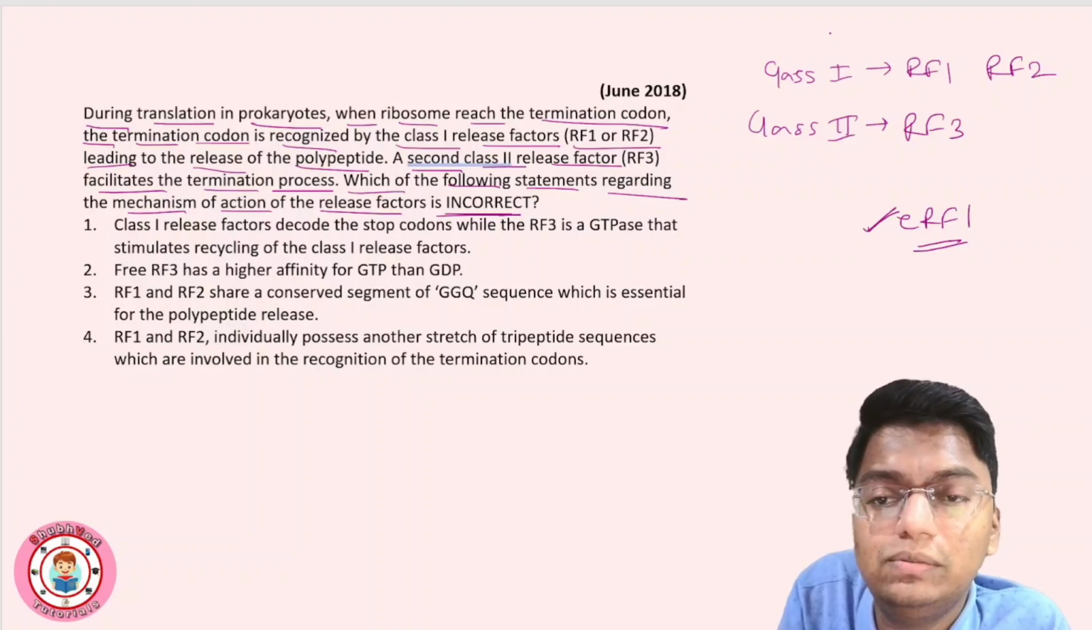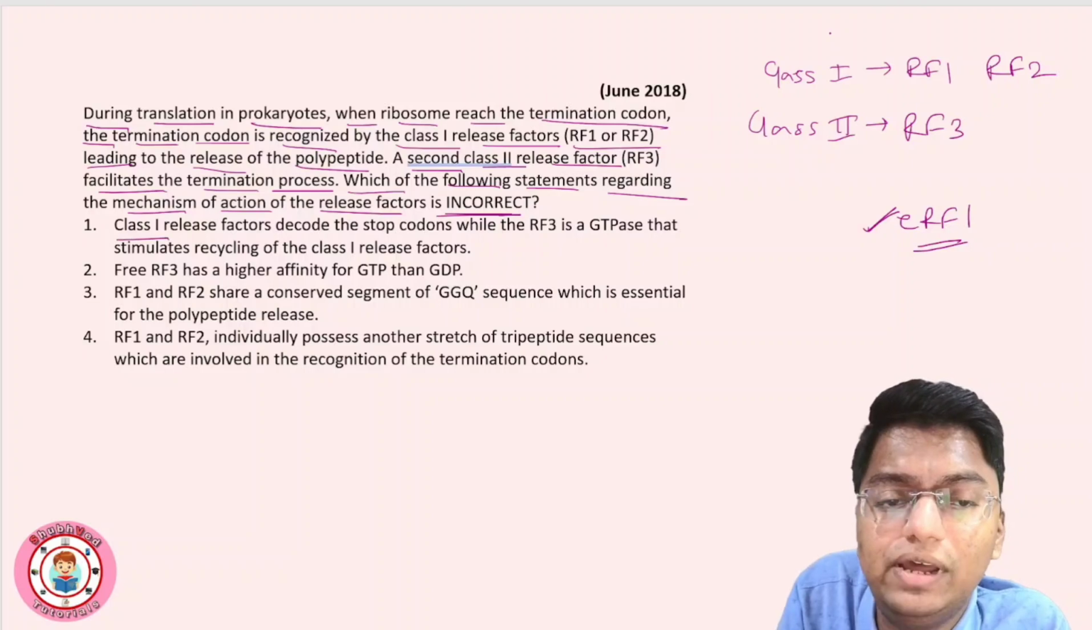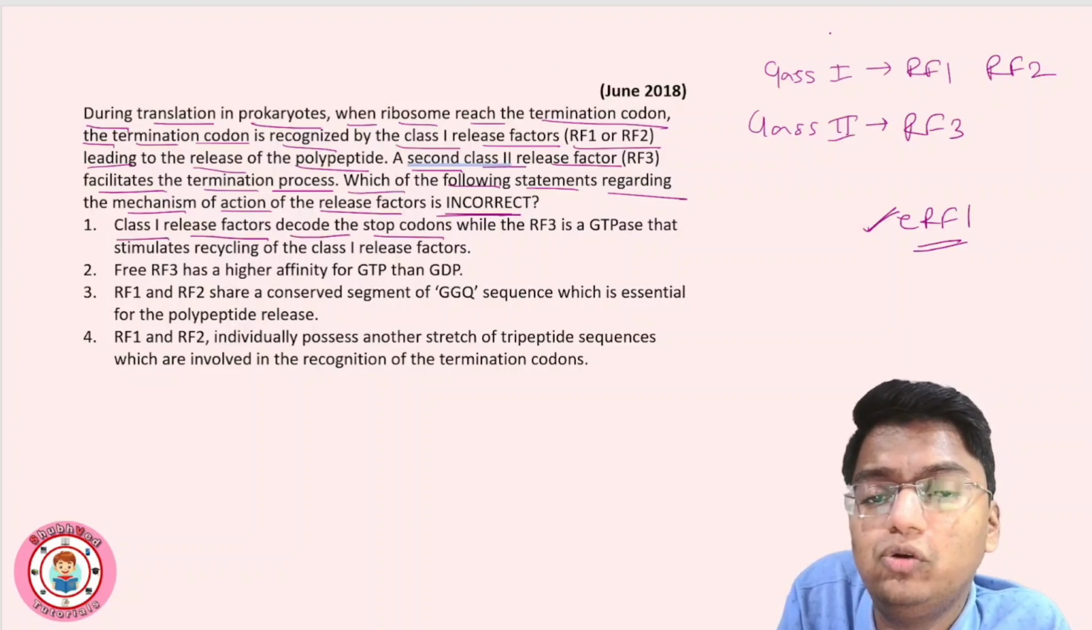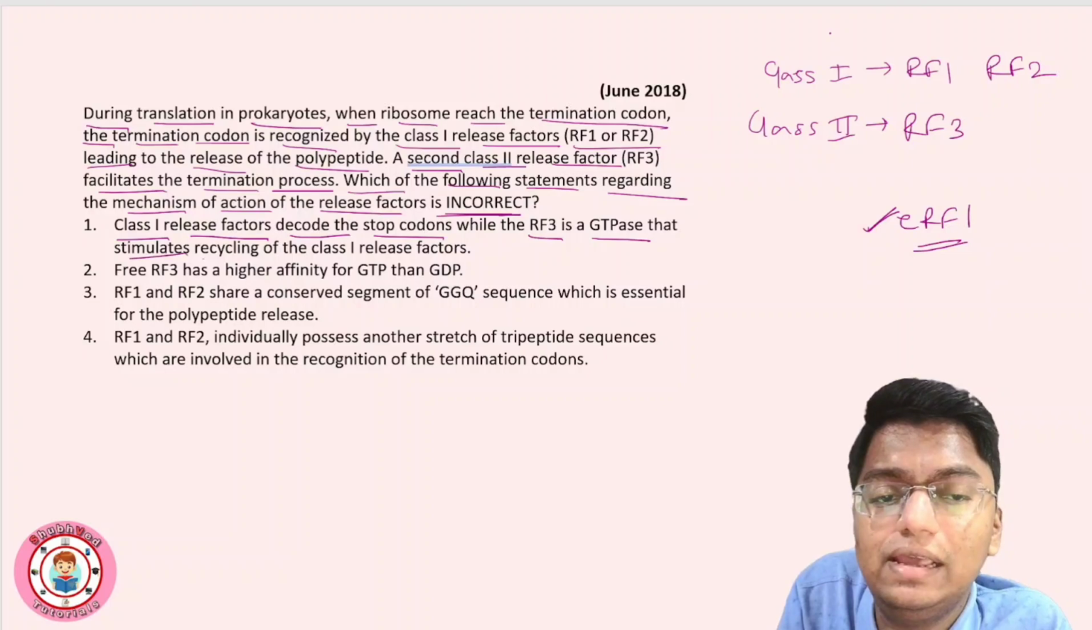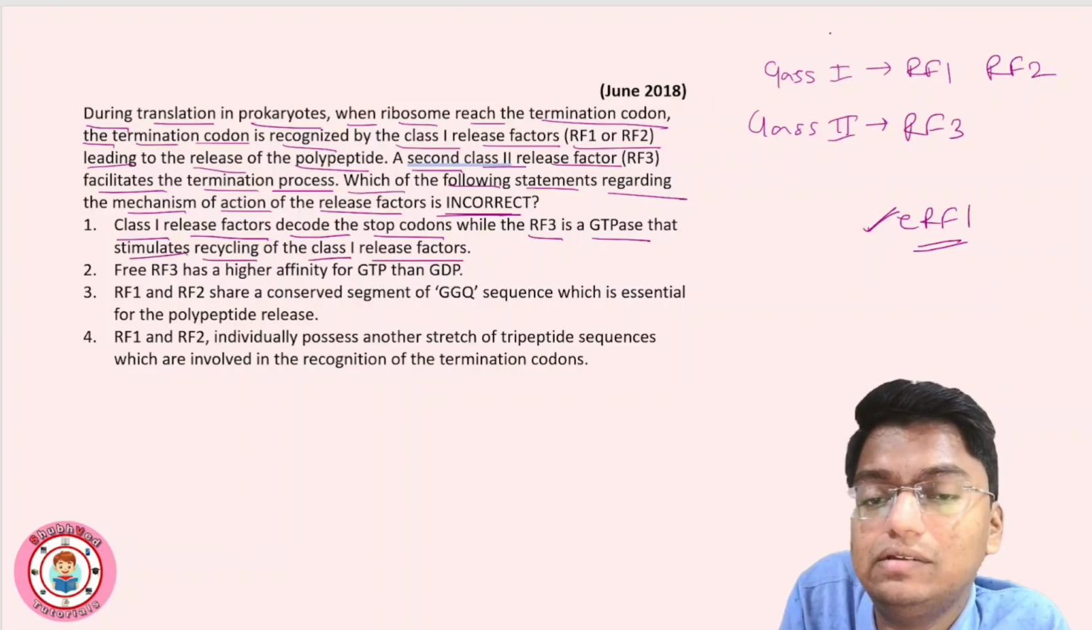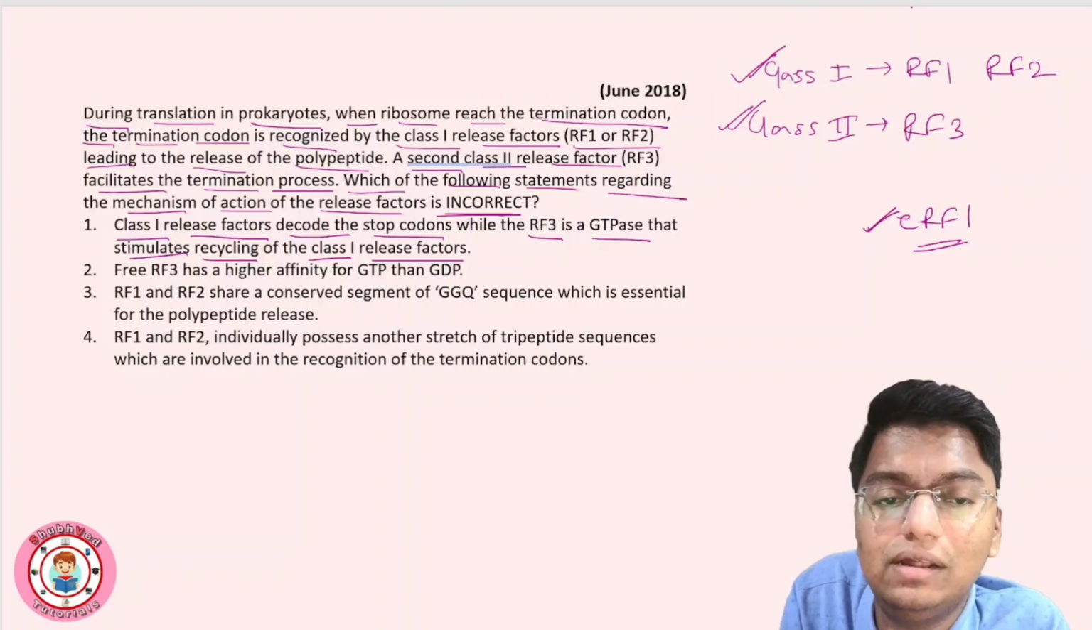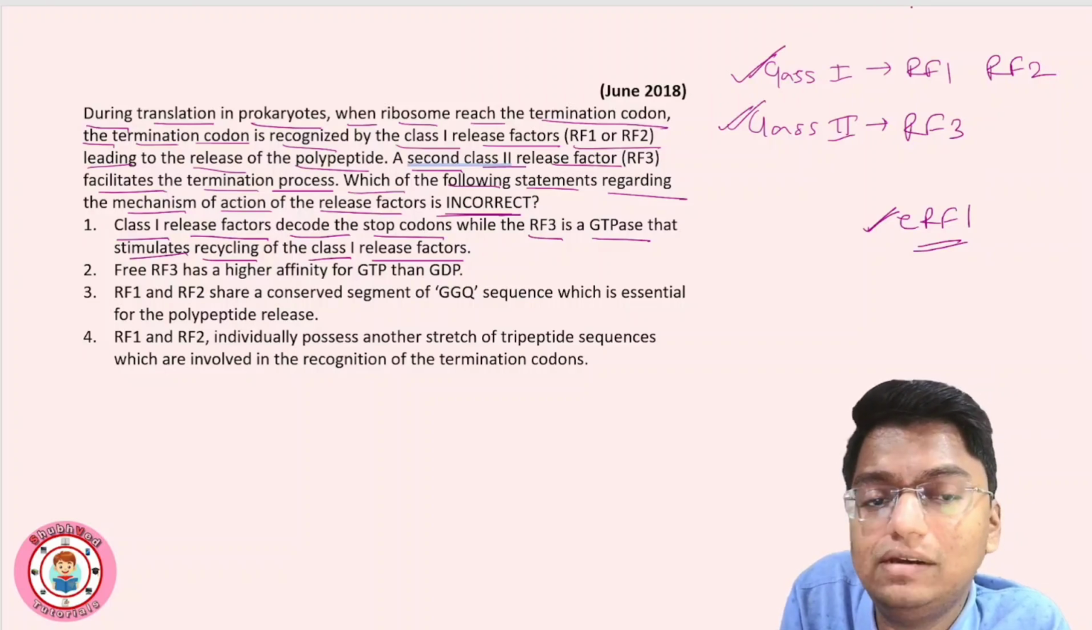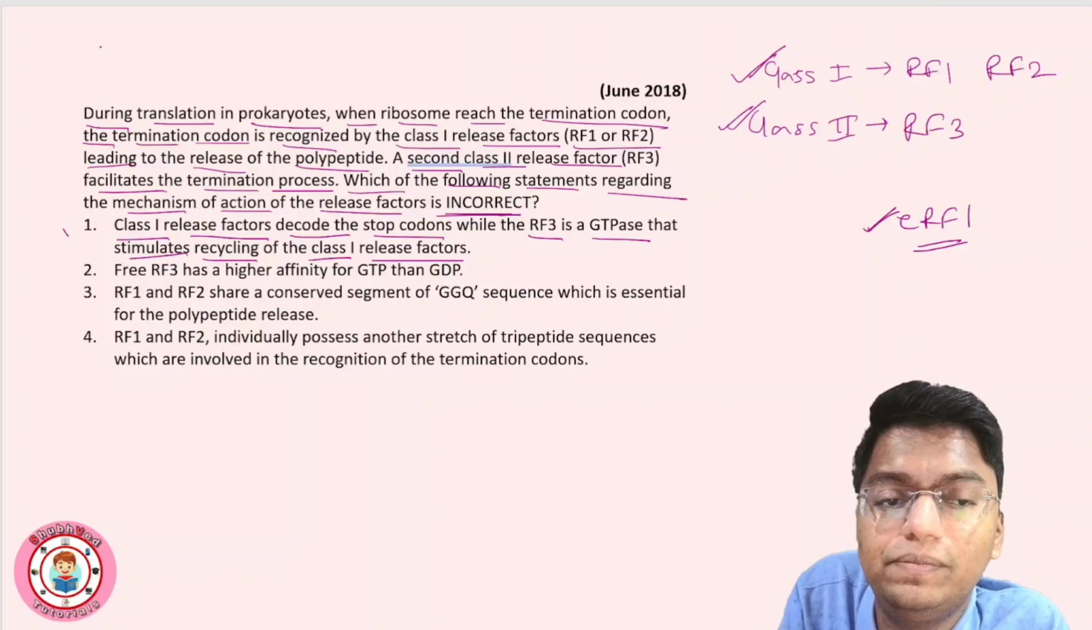Okay, now we will see what are the statements. Class 1 release factors decode the stop codon, right? They decode, recognize the stop codon basically, while RF3 is a GTPase that stimulates recycling of the class 1 release factors. Yes, the class 1 release factors release the polypeptide, right? And the class 2 release factor releases the class 1 ones, basically to recycle them, right? So this is the correct statement.